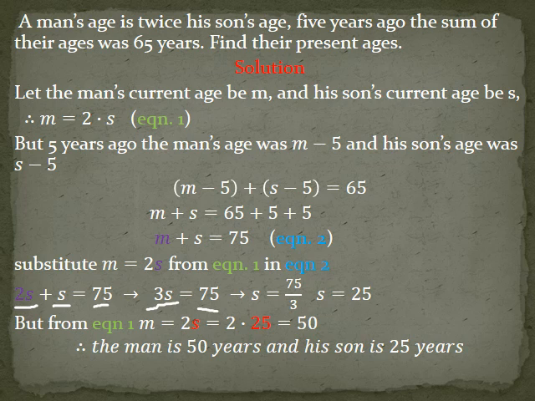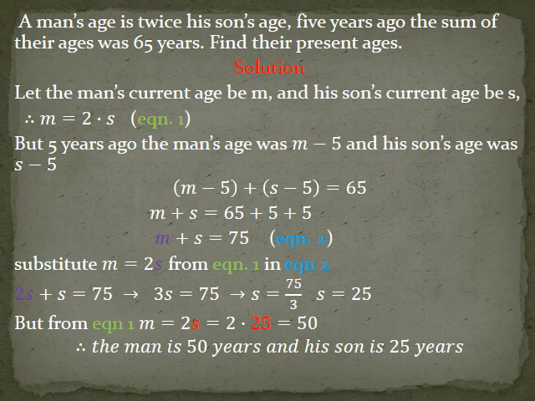And if we divide both sides by 3, we have S equals 75 over 3, because 3S divided by 3 is going to leave us with S, which is what we have here. So S equals 75 over 3, and when you do that division, S equals 25. So we found that the son's age is 25.